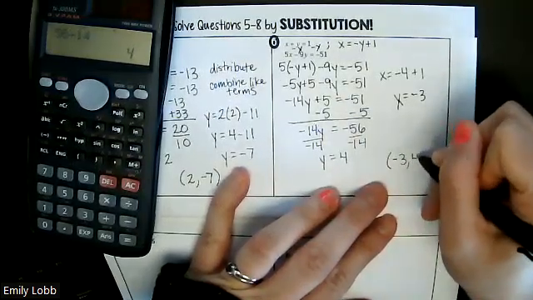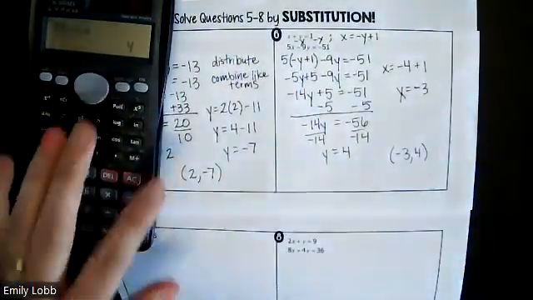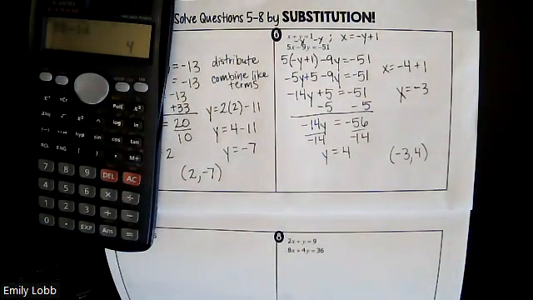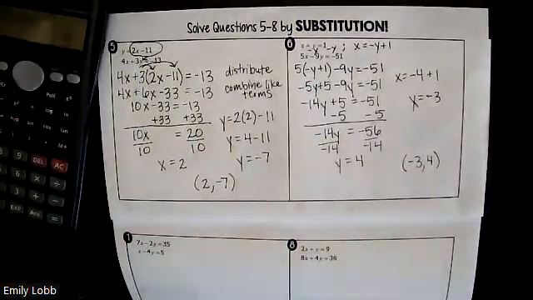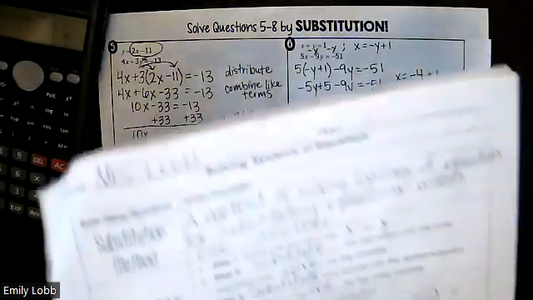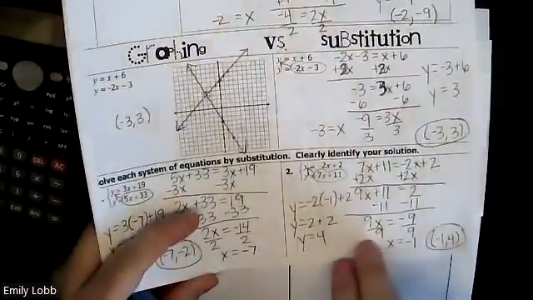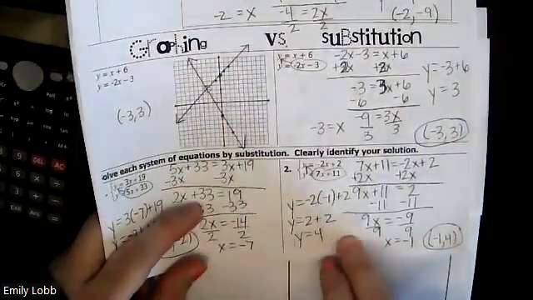Negative 3, 4 is going to be that solution. All right, so do you see how with substitution, a lot of it is distributing and combining? I wish we would have done one where they are equal to each other. Remember when we have to get rid of variables from one side or another, and that was mostly, this is just the first page of your solving systems of equations.